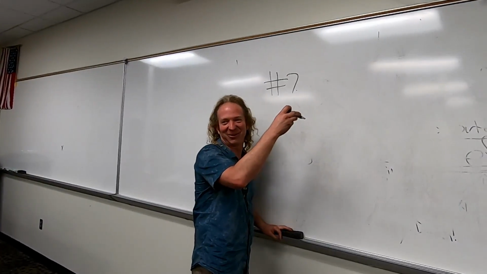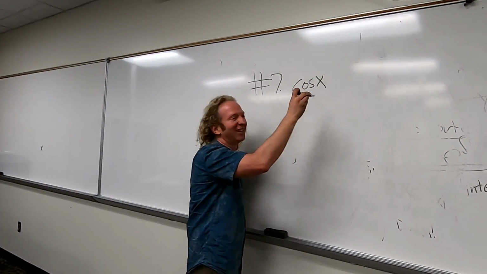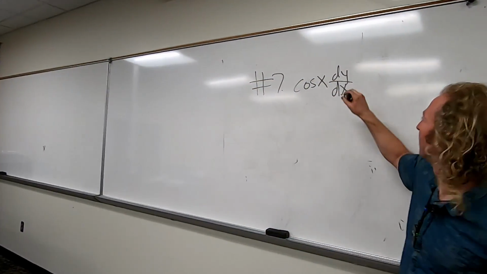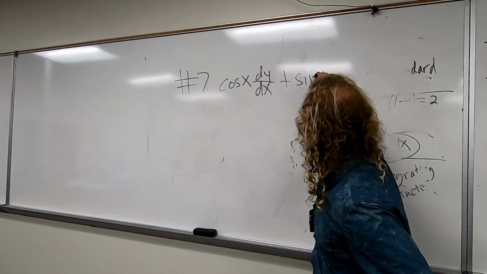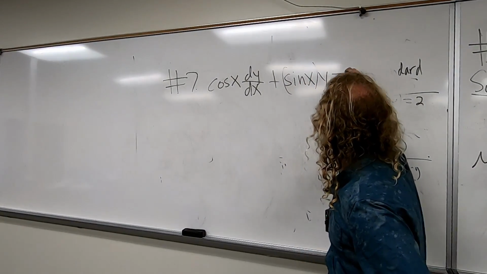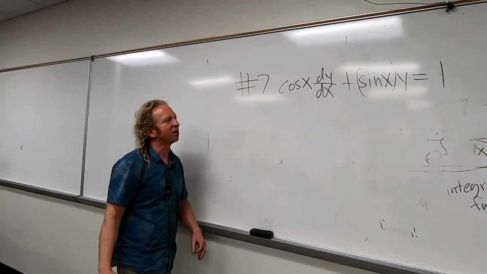It's cosine. Sine x times dy of x plus sine x, and that's in parentheses actually, times y equals 1. Equals 1. Thank you. Perfect. Very good. So this is our DE, right?